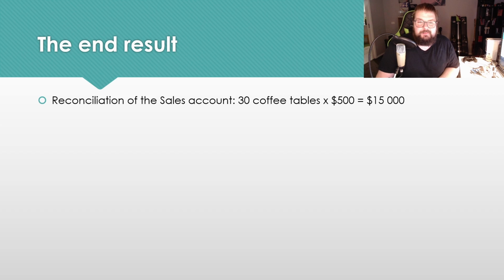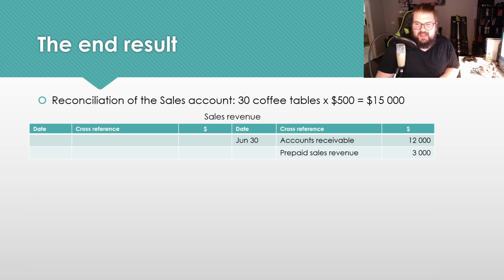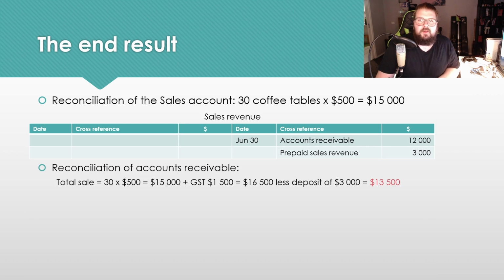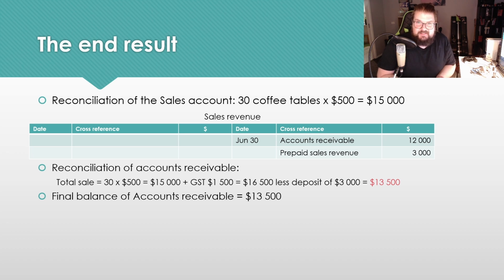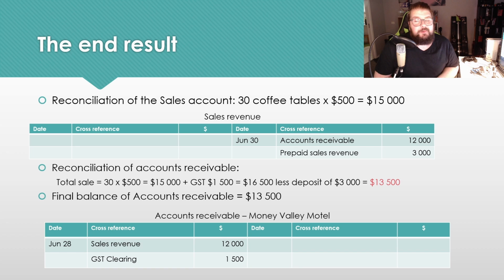So you can actually do a bit of a reconciliation on this account, and you can see that all the amounts are accounted for. So we have our sales revenue, which totals up to $15,000. We have the account receivable account, which will be $13,500, which is the $16,500 that they would have owed in total, less that deposit. So that's all we really need to cover.